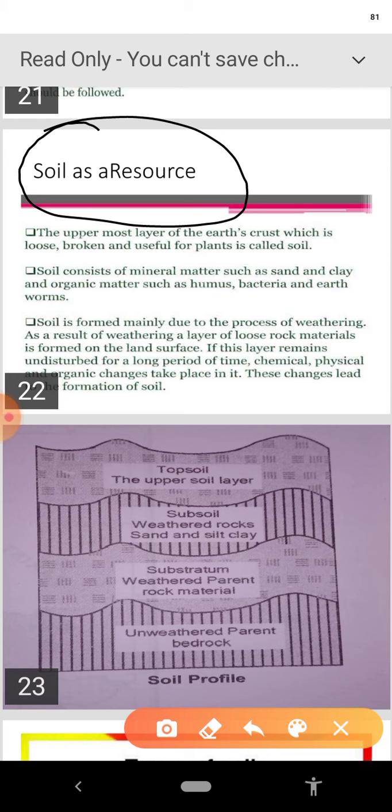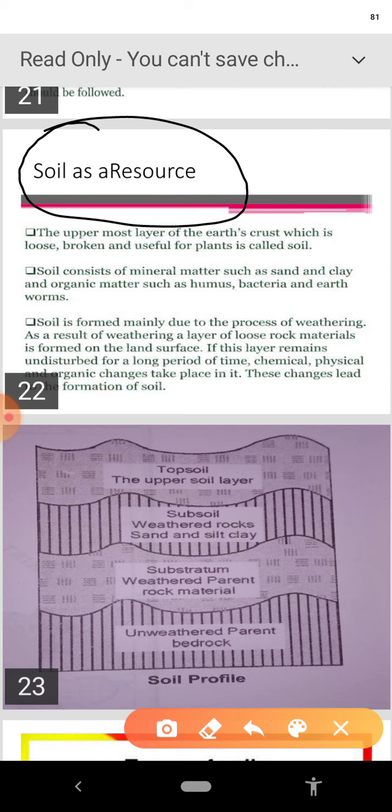Soil formation is a very slow process. Almost a million years are required to form soil of a few centimeters in depth. The soil forming factors are relief, landforms, drainage, bedrock, climate, vegetation, then microorganisms and time.